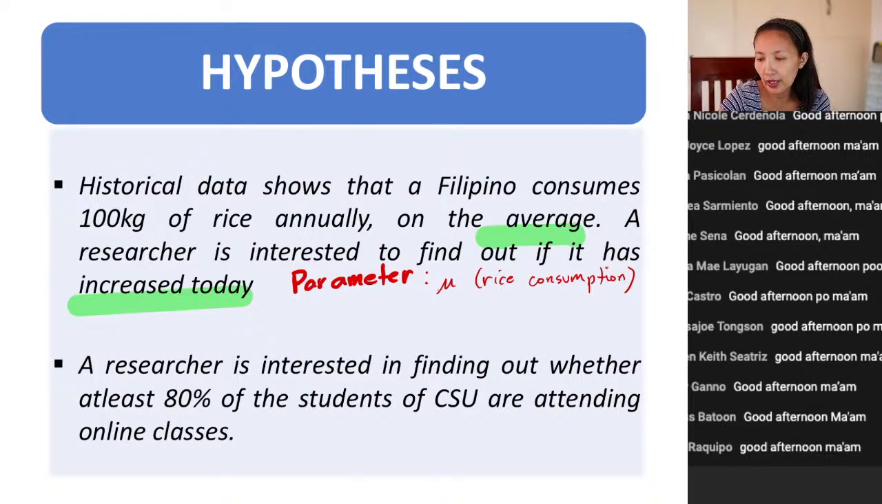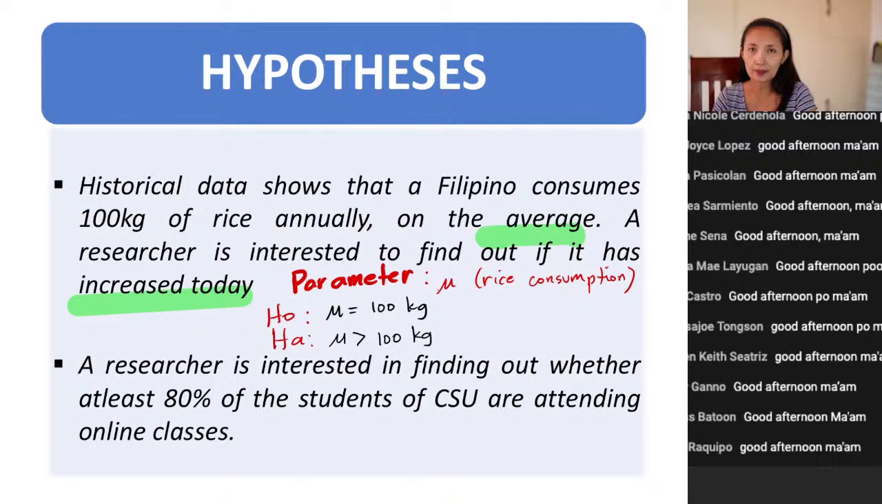Now, stating our HO and HA from here. Look for clues, look for keywords. I have underscored increase today. This is the claim of the researcher. The researcher is interested in finding out if the consumption has increased from 100, which is the status quo. So that means your accepted fact is mu equal to 100 kg. And the researcher would like to test whether this has already increased. So that means our mu is greater than 100. That's our alternative hypothesis.